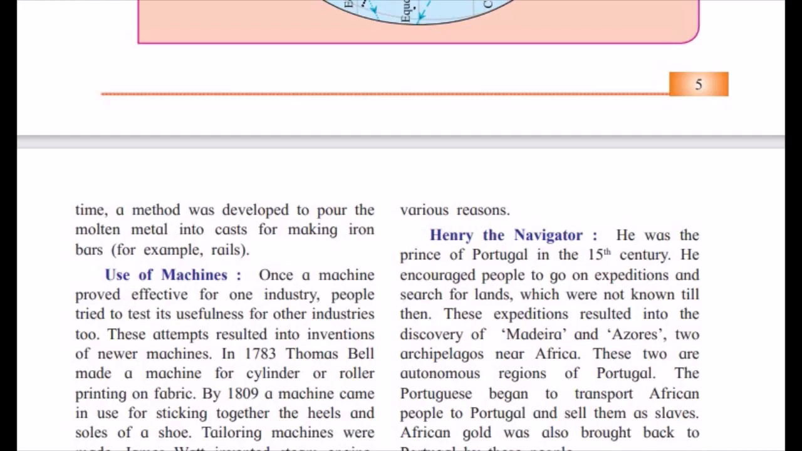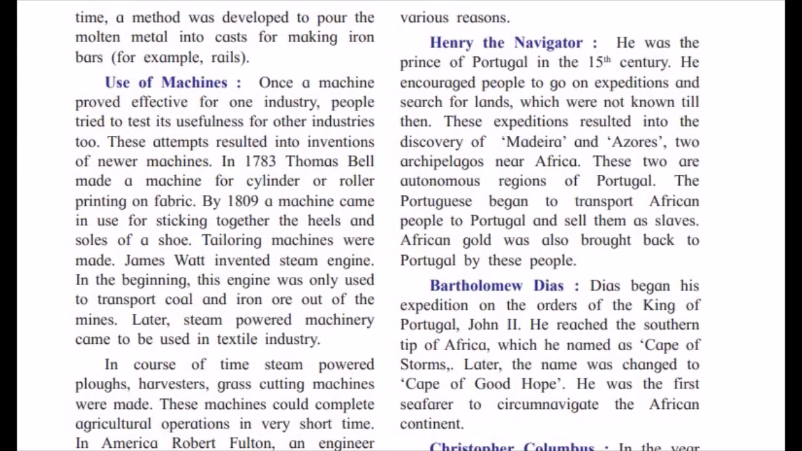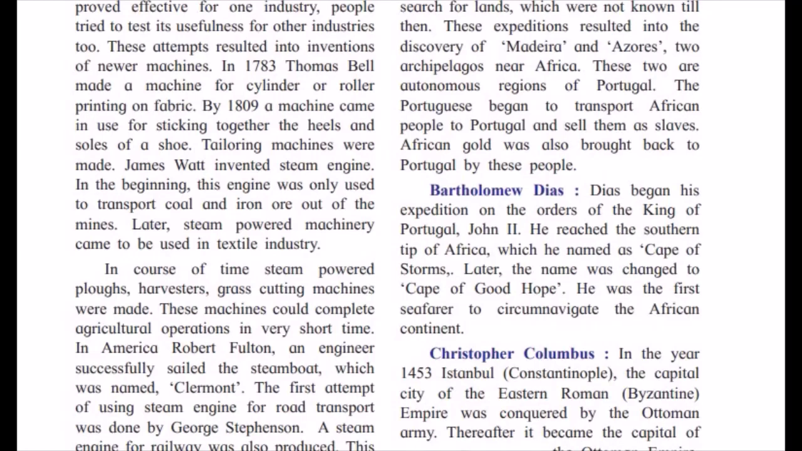Now, my dear students, machines. Machines were invented. The first thing I would like to mention here is of Thomas Bell. In 1783, he made a machine for cylinder or roller printing on fabric. In 1809, machines came to be used for sticking together the heels and the soles of shoes. Tailoring machines were made. James Watt invented the steam engine.